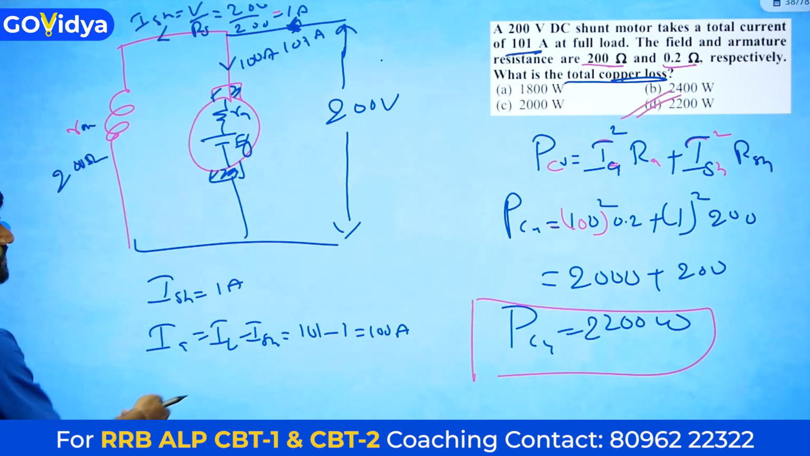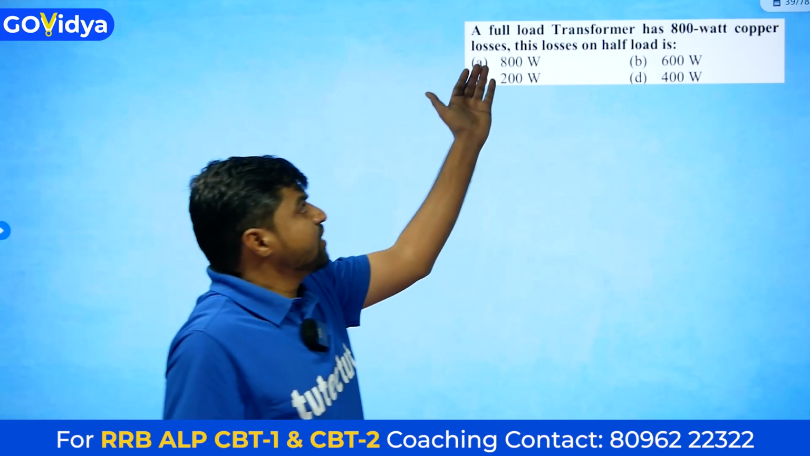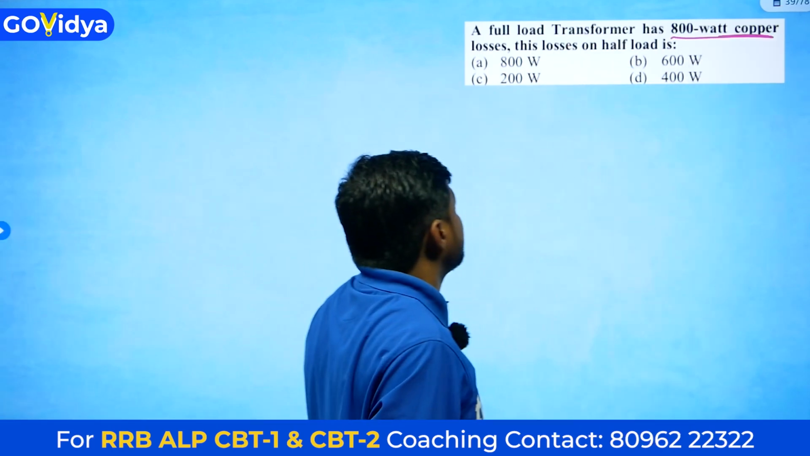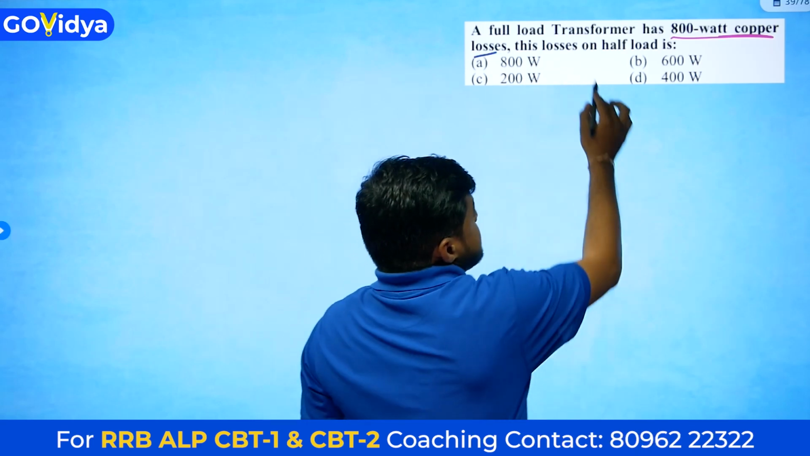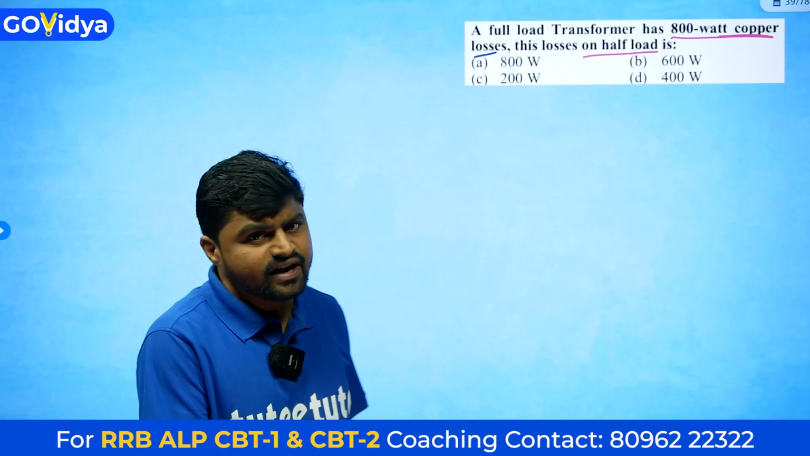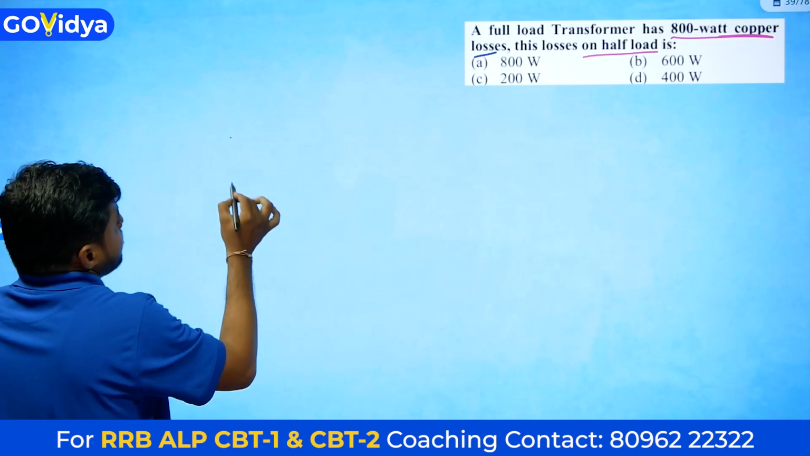Next question. A full load transformer has 800 watt copper loss. Then find the loss at off load. Full load copper loss is 800. We have to find off load copper losses.